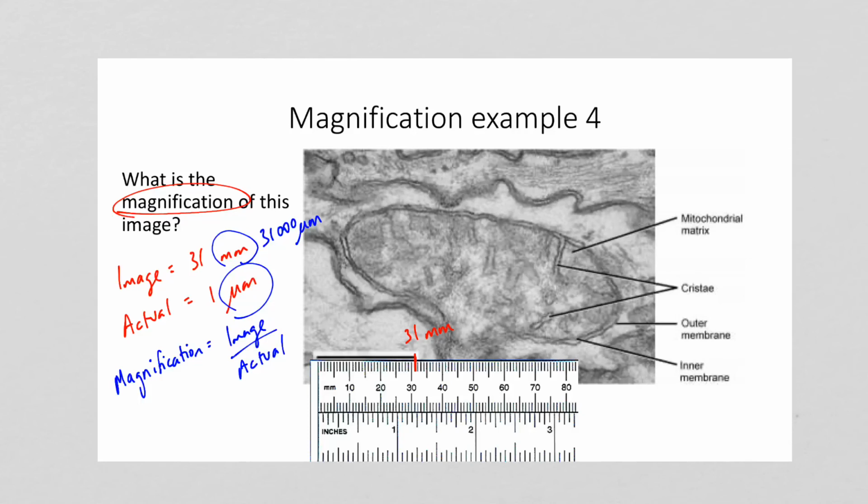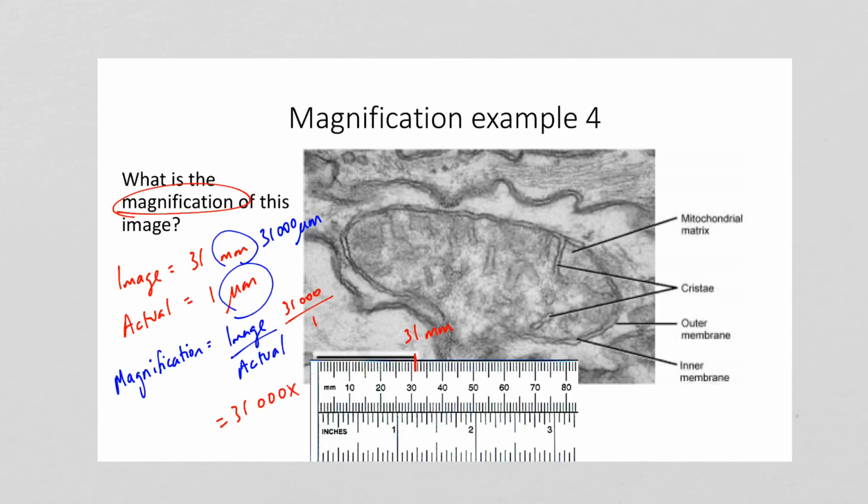Magnification is equal to image over actual. We swap in our numbers. 31,000 divided by 1 is a magnification of 31,000 times. And yes, that is a crazy high magnification. There is no way on earth that you would get that using a light microscope. This was generated using what's known as an electron microscope.